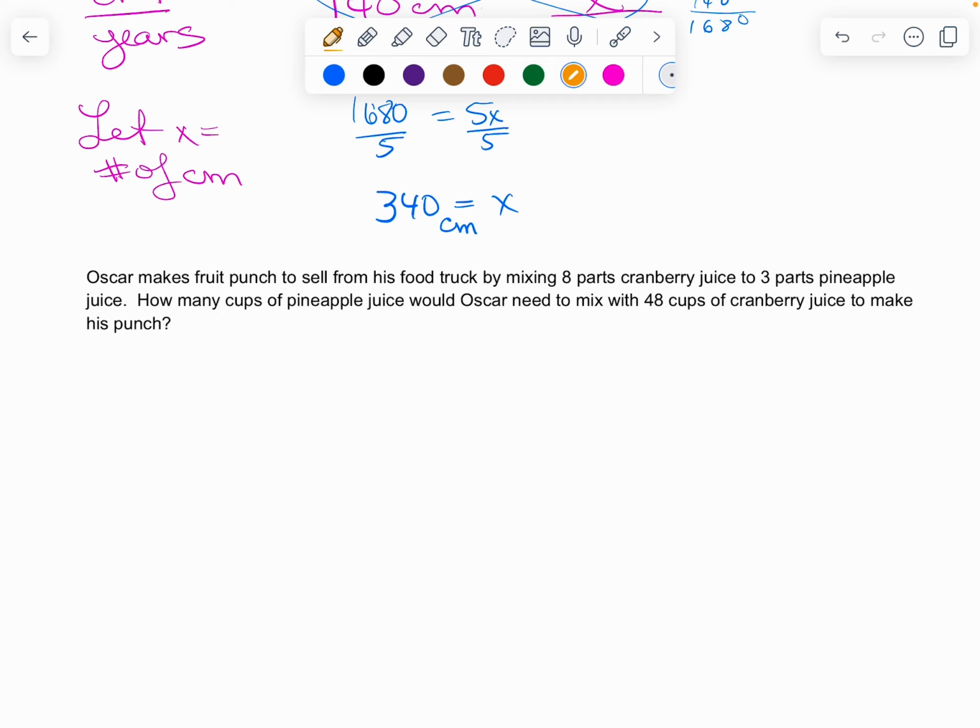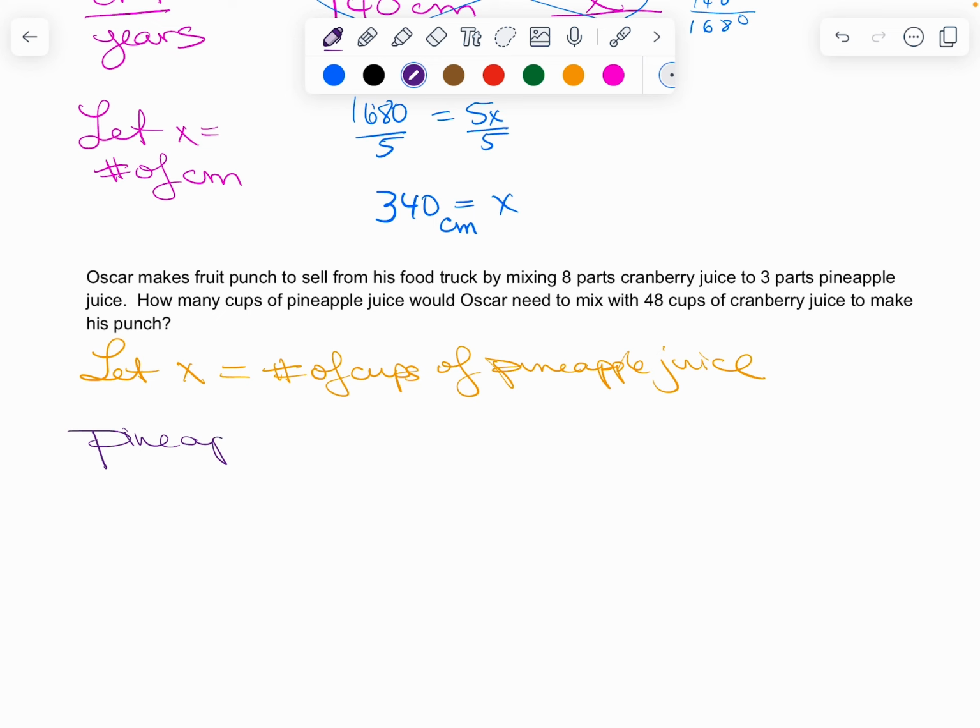Okay, next. Oscar makes fruit punch to sell from his food truck by mixing 8 parts cranberry juice to 3 parts pineapple juice. How many cups of pineapple juice would Oscar need to mix with 48 cups of cranberry juice to make his punch? So, let X equal number of cups of pineapple juice. So, I'm gonna do pineapple over cranberry.